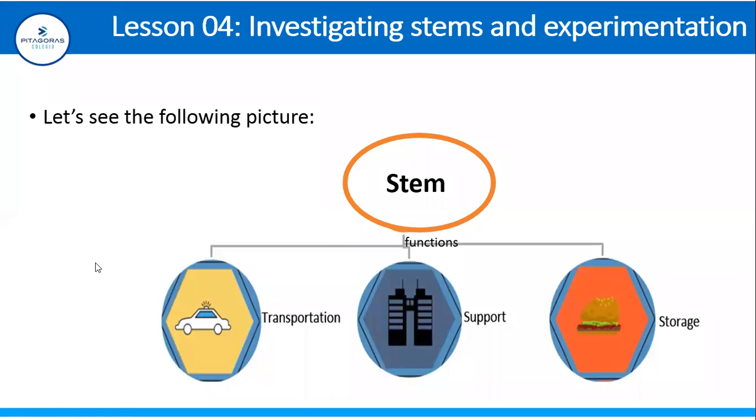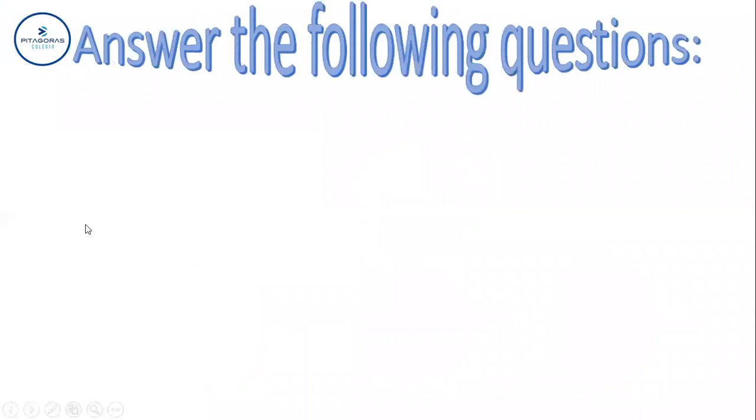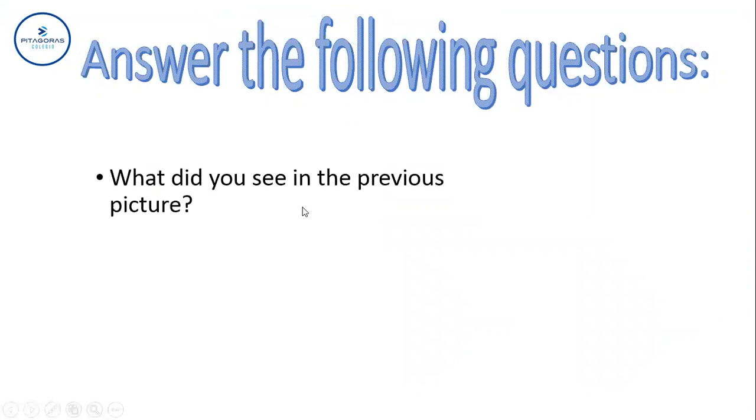Now, I have to ask you some questions. Question number 1. What do you see in the previous picture? Do you know the answer? Yes? Stems. Excellent. Correct. That's good. You see some stems. Very good.